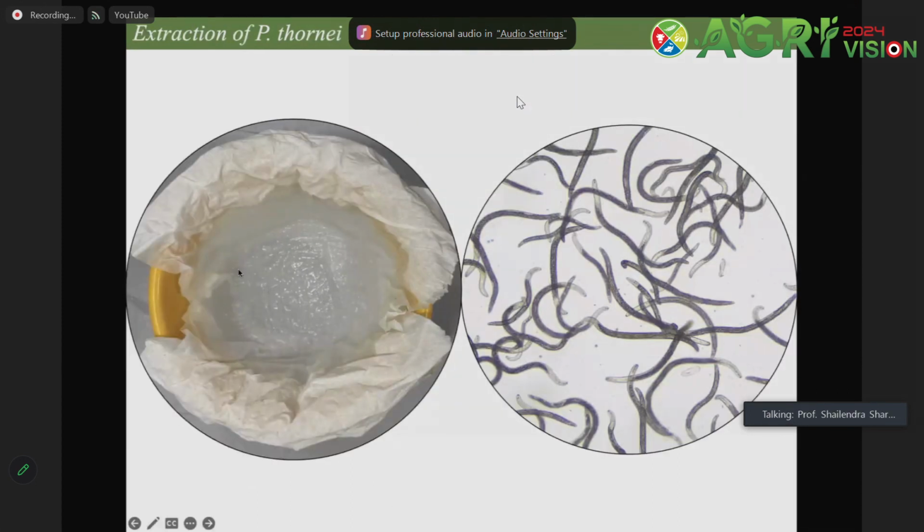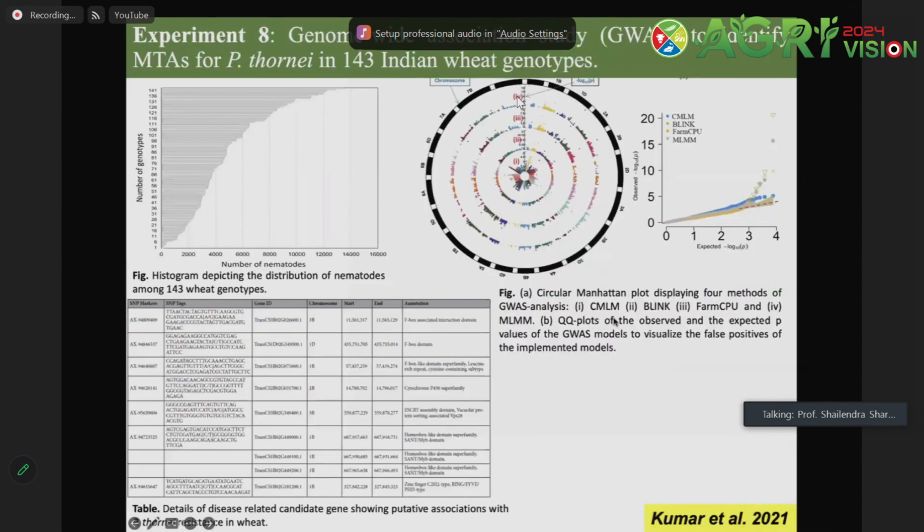So this shows a tissue paper. It contains a lot of nematodes which are visible only in the microscope. You can see there are hundreds of nematodes. So this study was also published in Scientific Reports. This is a circular Manhattan plot. And again we find some interesting regions that we are currently working on.